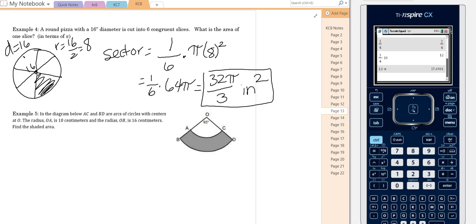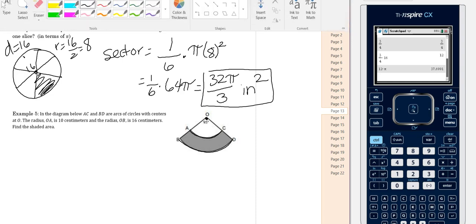All right, last example here. We have a scenario that says in the diagram below, AC and AD are arcs of a circle with centers at O. So all it told us was that we have this arc and we have this arc, and they both are at center O. The radius of OA is 10.